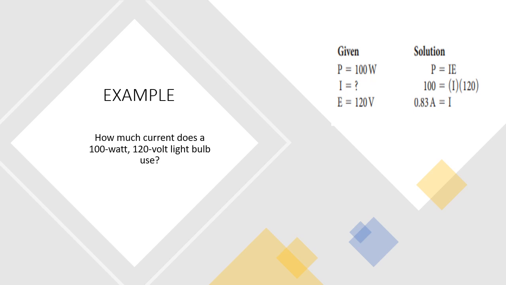Example: how much current does a 100 watt, 120 volt light bulb use? From the example, we have power, P equals 100 watts and voltage 120 volts. We need to find the current, I. By rearranging the formula, we get current, I equals power, P over voltage, E. Putting in the values given, we get current, I equals 100 watts over 120 volts. This gives a value of 0.83 amps.